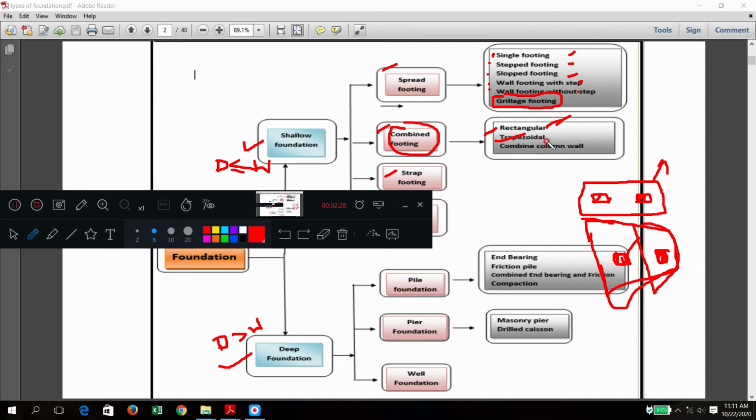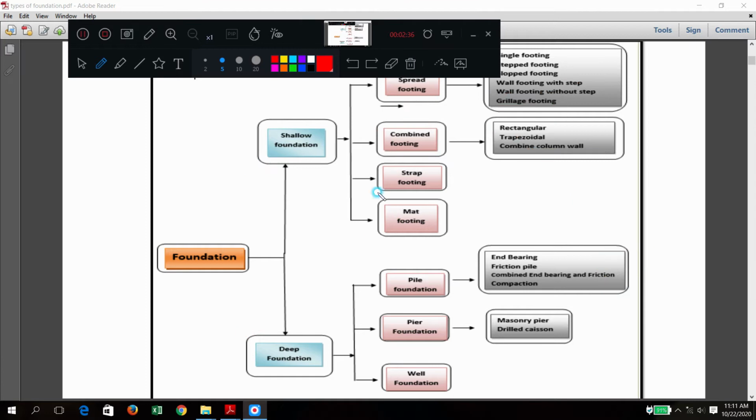And here we provide one combined footing for a column as well as a wall. We will see it in the diagram, then it will be clear. Now that is the shallow foundation classification. For deep foundation we have pile, pier, and well. In pile we have end bearing, friction, combined end bearing and friction, and compaction. In pier we have masonry and drilled casing. We will see the diagrams and then discuss. I just wanted to show how the classification is, as this gives a better idea compared to a continuous explanation.